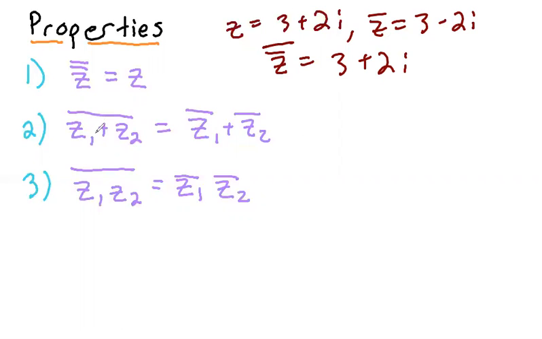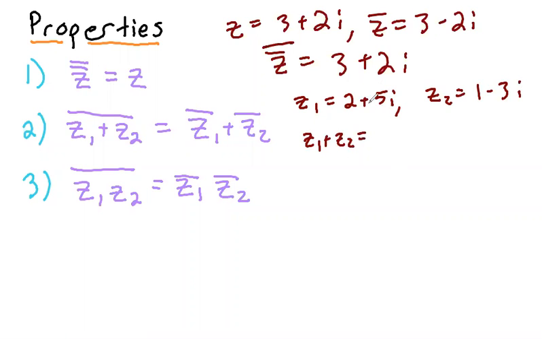The second one says that if you take two complex numbers z1 and z2 and add them together and then take the conjugate, you get the same thing as if you had done their conjugates first and then added them together. Again, let's verify this. Let z1 equal 2 plus 5i, and z2 equal 1 minus 3i. Then z1 plus z2 is going to be, adding these together, 2 plus 1 is 3, 5i minus 3i is 2i. By accident, z1 plus z2 is equal to our z. I wasn't intending that, but let's just see what happens here.